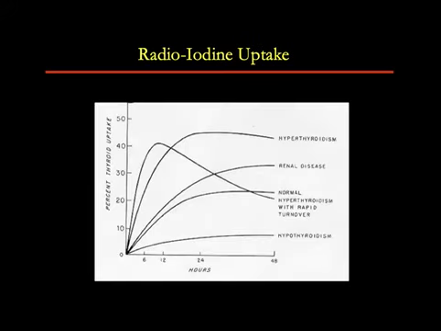This slide shows several graphs of thyroid uptake in different conditions. So let's look at the normal first, which is right here. At 24 hours, the uptake is about 20%. The normal range of 24-hour uptake is 15 to 30%, with less than 15%, which is shown here, consistent with hypothyroidism, and more than 30%, which is shown in the two curves here, consistent with hyperthyroidism.